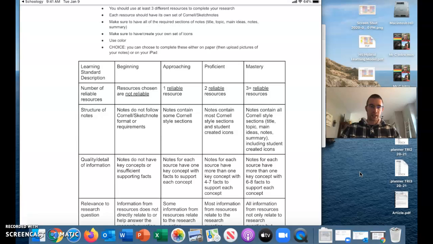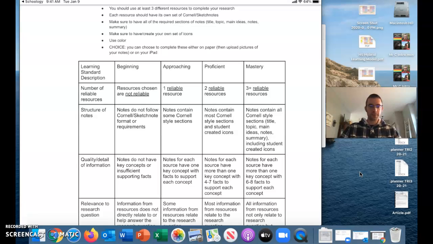The next topic down is the structure of your notes. And again, this is coming from the video, the activity from a week ago Monday, where you took a look at what sketch notes were and how they are integrated into Cornell notes. Okay, so mastery level for structure is that you have all of the correct sections, like the title up at the top. You've got your main ideas over on the left-hand side, your notes on the right-hand side, and then you have your summary at the very end of your notes for each of your sets of notes for your reliable resources. Including your own created icons for main ideas or questions or things to think about, whatever you chose to utilize there.